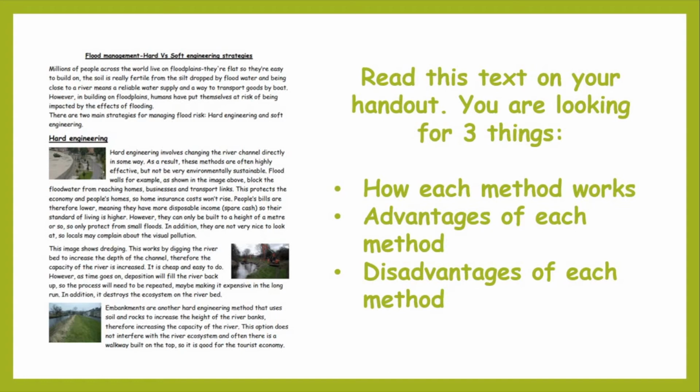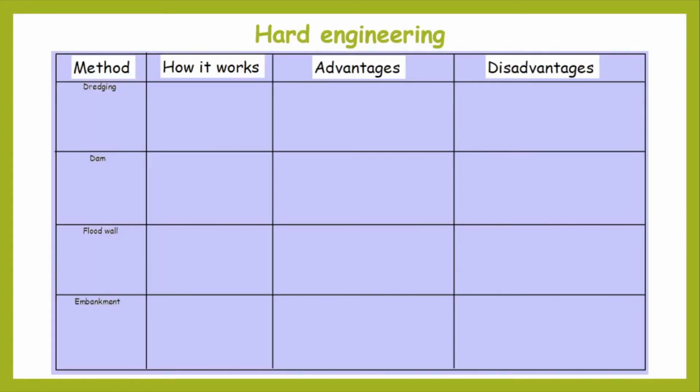Okay, so now that you have selected that information, we're going to summarize it into 2 tables in your books. Take a whole page turned sideways. Put a heading hard engineering. Set out this table across the entire page.